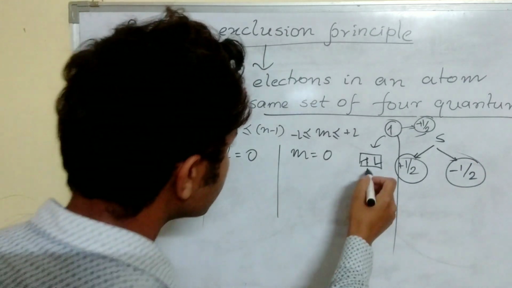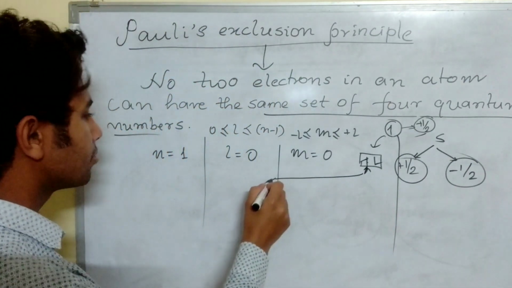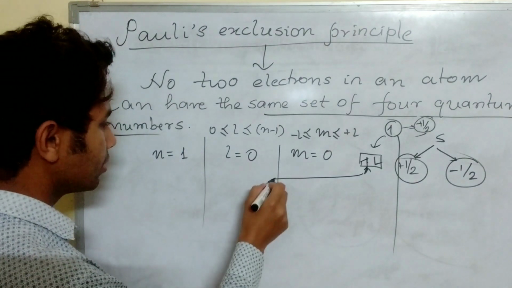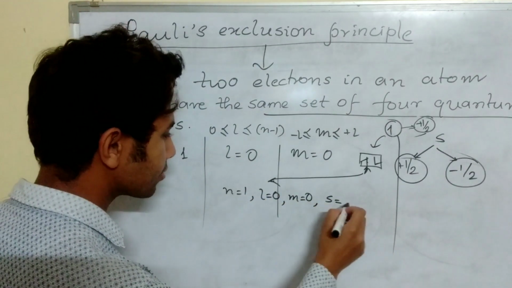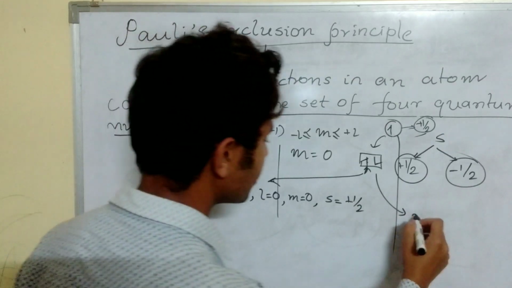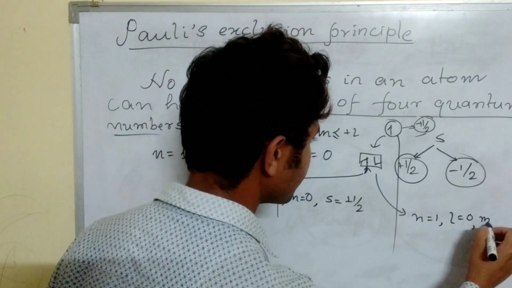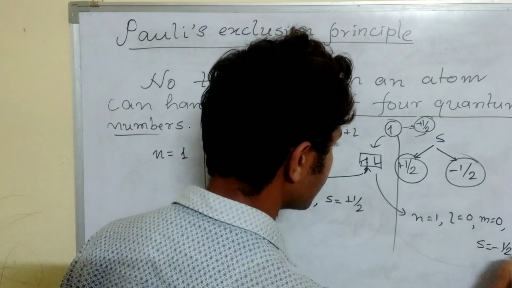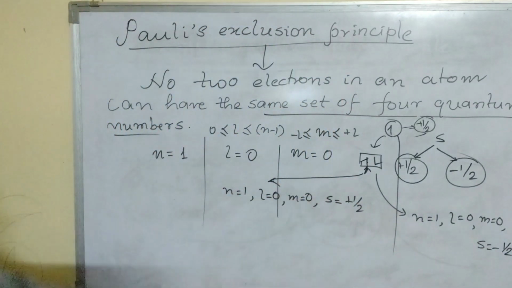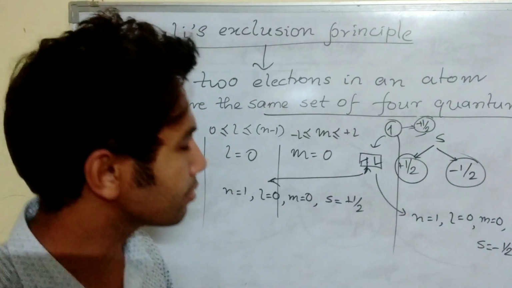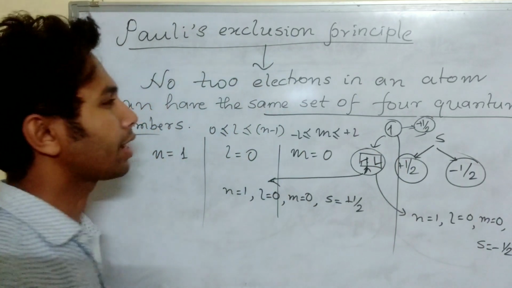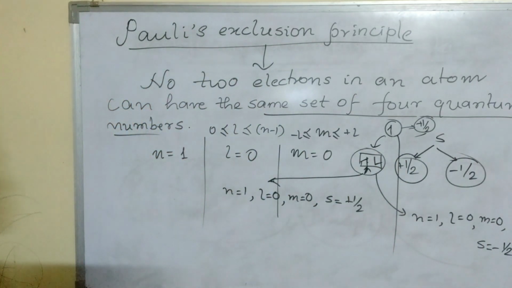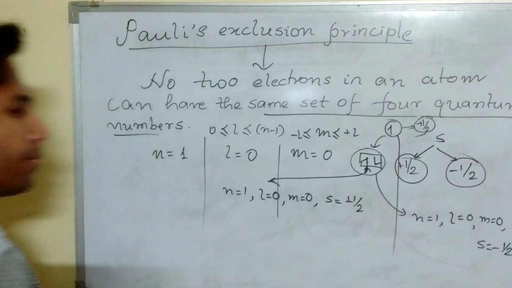So we see for this electron the address will be n is equal to 1, l is equal to 0, m is equal to 0, s is equal to plus half. For this electron, n is equal to 1, l is equal to 0, m is equal to 0, s is equal to minus half. So the addresses are different for these two electrons. Means up to 3 quantum numbers they may be equal, but the fourth quantum number cannot be equal for the two electrons present in the same orbital.